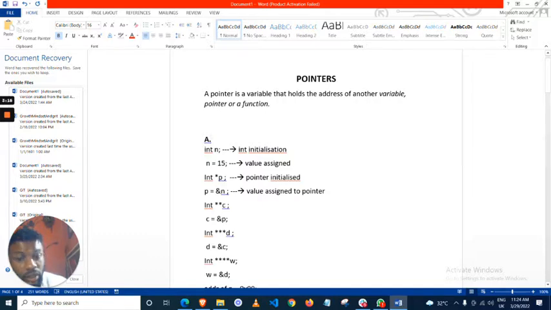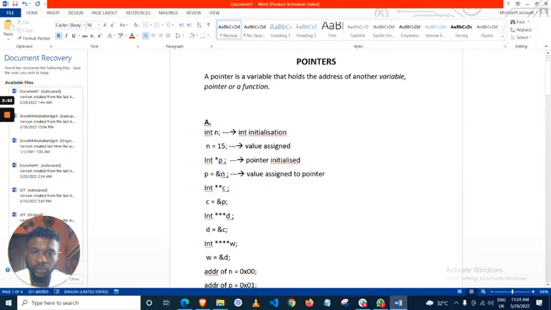Take note, if your variable is an integer, the pointer also should be an integer. It would be wrong to have a variable that is an integer and your pointer is a character using char. So take note, the types must always correspond. If the variable is an integer, the pointer must always be an integer also. All right, so look at these first examples given here.